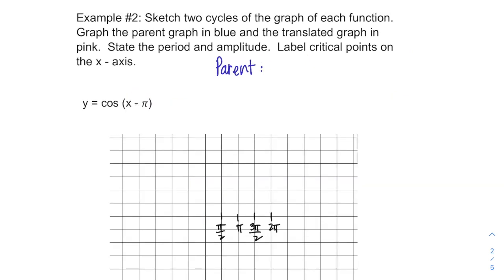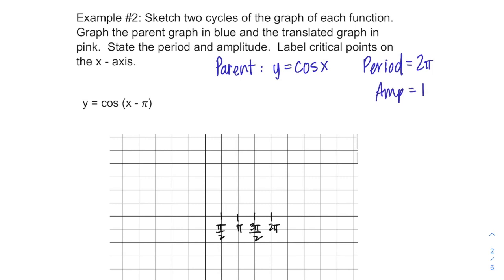Parent graph in this case would be y equals cosine of x. Now remember, x and theta, they're both just being there to represent the angle, and both are perfectly acceptable. Parent graph is anything without the addition subtraction. So cosine x typically has a period of 2 pi. It has an amplitude of 1.